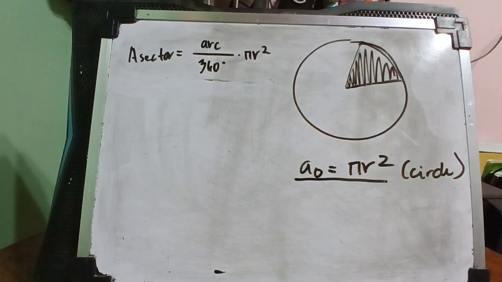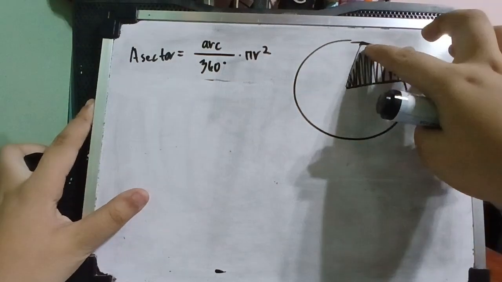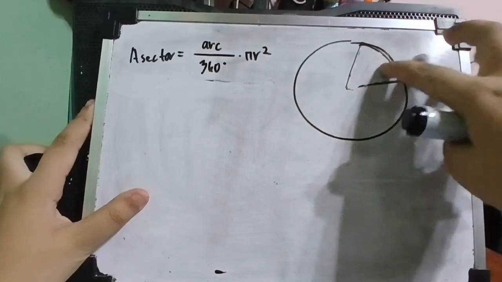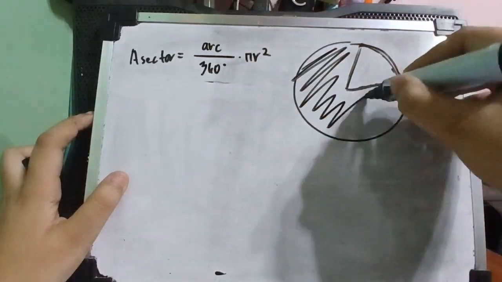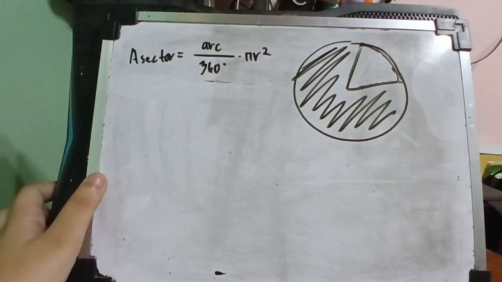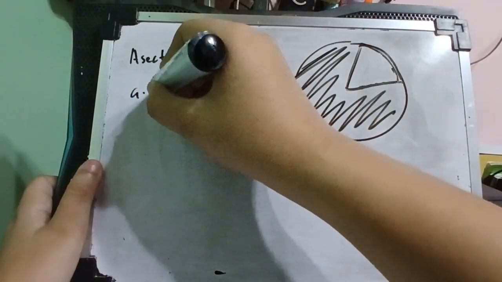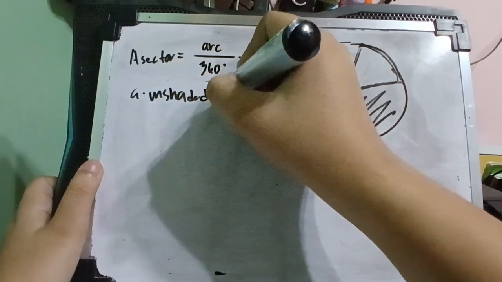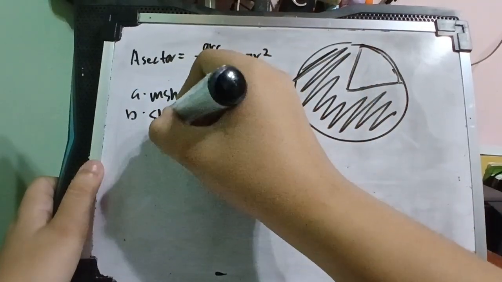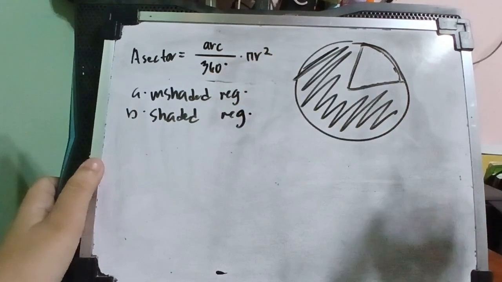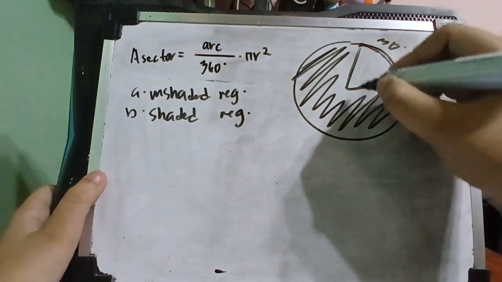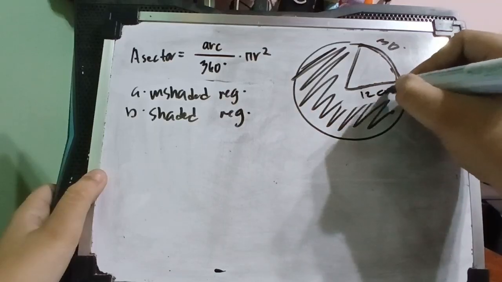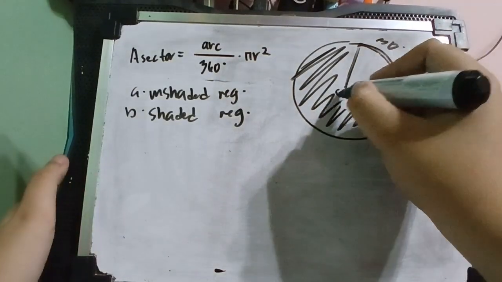Okay, so try natin sagutan to. Sa book natin yung target skill. So, let's go find the unshaded region and the shaded region. Okay, let's say na meron siyang intercepted arc na 30 and then meron siyang radius na 12 cm. Okay? And circle O to.